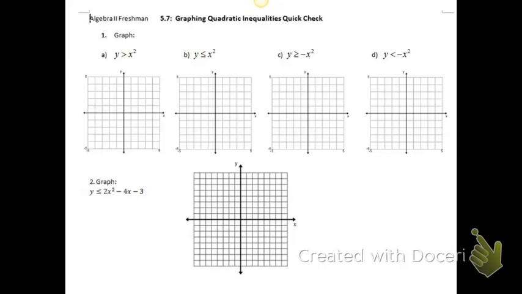So we're going to take a look at your quick check and just make sure that we're doing it the correct way. For number 1a, y greater than x squared, remember you should first have graphed y equals x squared, which is pretty easy to graph.